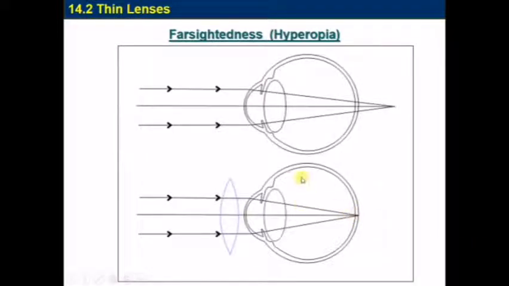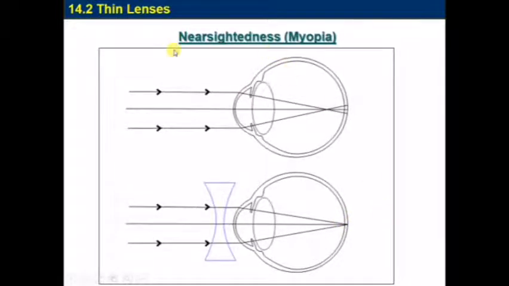So hyperopia, farsightedness, we can correct it by just using what? Converging lens. We know that converging bends light inward, so it makes the path of the light shorter, so it makes the image on the retina instead of being behind it.